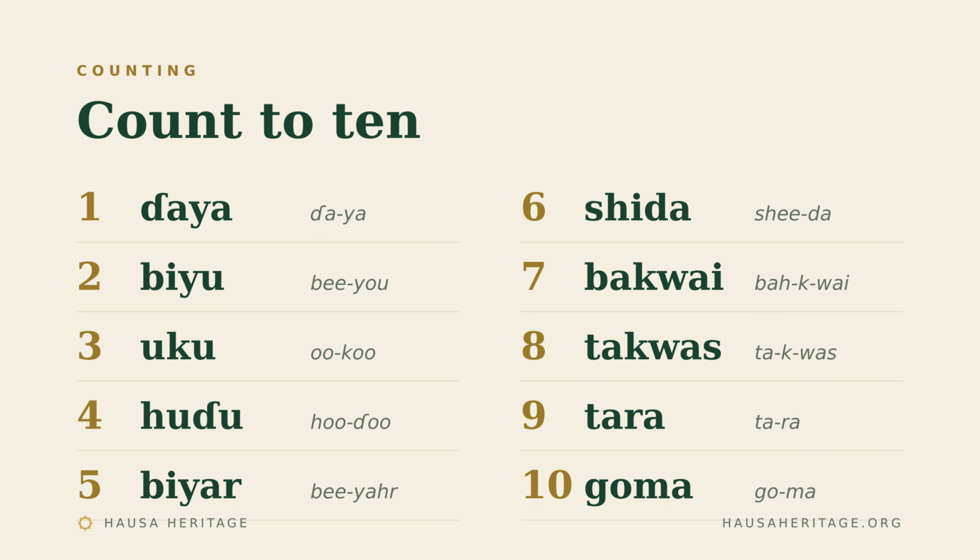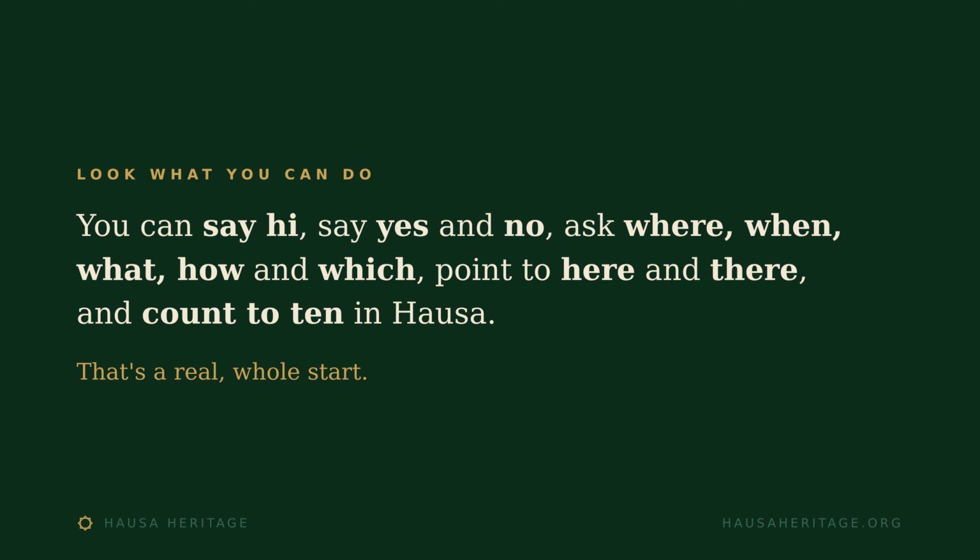Now let's put it all together and count from 1 to 10. Ɗaya, biyu, uku, huɗu, biyar, shida, bakwai, takwas, tara, goma. Good. Now you can count from 1 to 10 in Hausa. That is a real beginning. You can now say hello, yes, no, goodbye, ask a few questions, point to here and there, and count to 10. Don't be overwhelmed with all these new words.